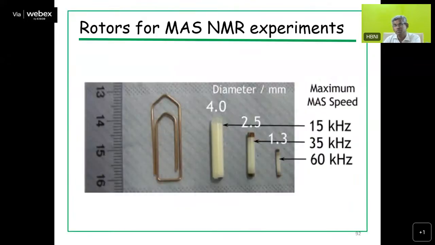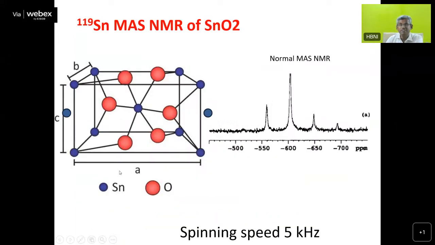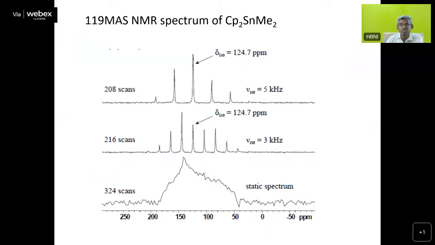I thought I would show one more photo. For example, this is a bigger one. This is a 7 mm rotor. If you are using this one, you can go only up to 5 kilohertz. Previously, 10 or 15 years back, we could go only up to 5 kilohertz. For example, the pattern which I have recorded here is rotated at a maximum of 5 kilohertz. We cannot go above 5 kilohertz, because with such a big rotor we cannot reach very high spinning speeds.